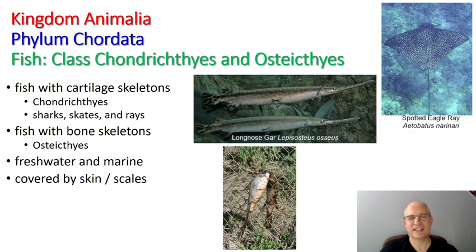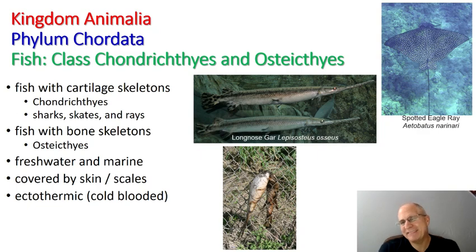Fish are covered with skin. Many of them are covered with scales, but not all. They are ectothermic, meaning they do not have the ability to regulate their temperature. There are a few fish, like tuna, that have an interesting circulatory system that can regulate their temperature a little bit. But for the most part, when we're talking about fish, we're talking about the fact that they're cold-blooded or ectothermic.